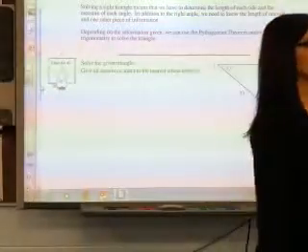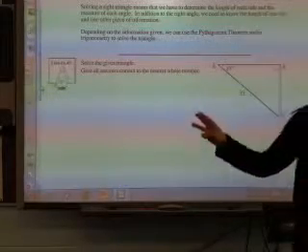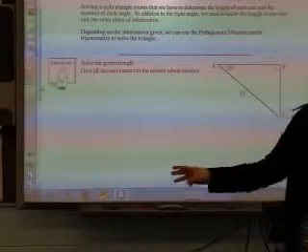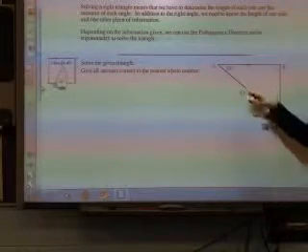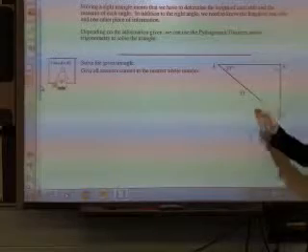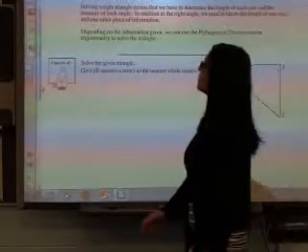Solving a right triangle. If you were asked to solve a right triangle, what it means is you need to find all the missing information. Triangles have 3 angles. If you're given 2 angles, you need to find the third angle. If you're given 2 sides, you need to find the missing side. You need to find all the missing pieces. That's what it means to solve a right triangle.